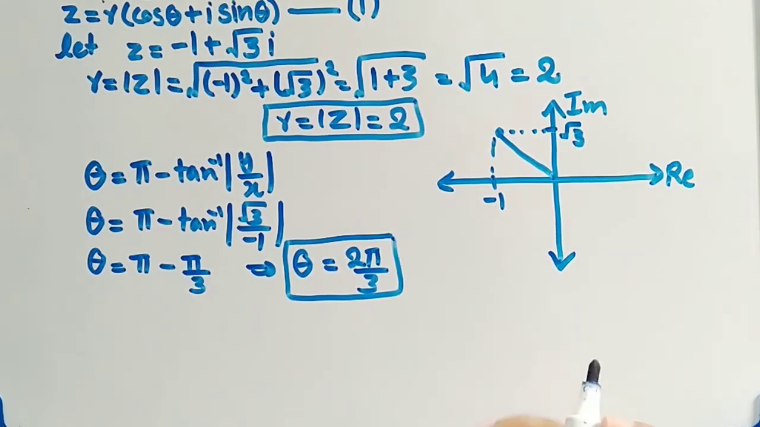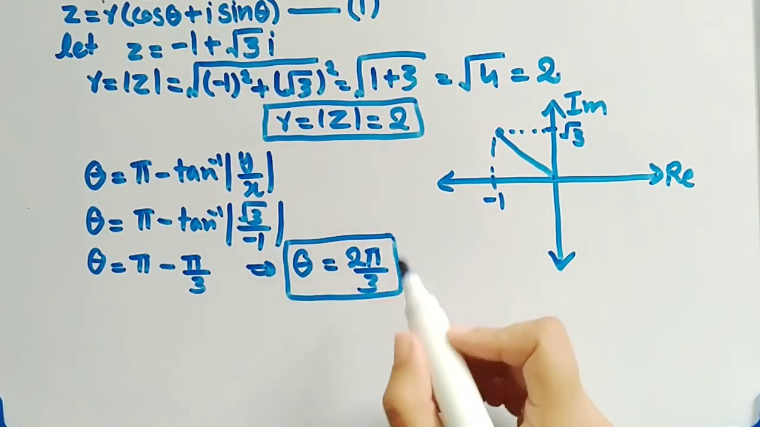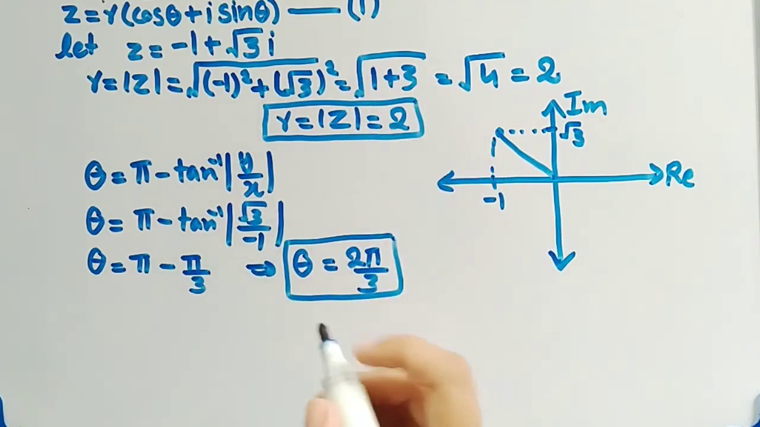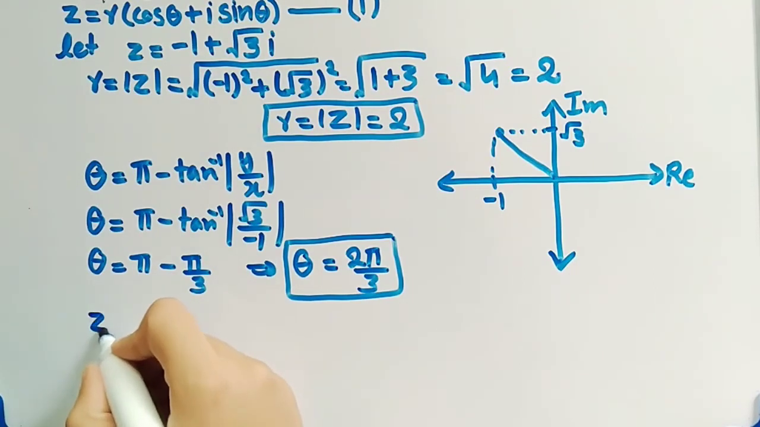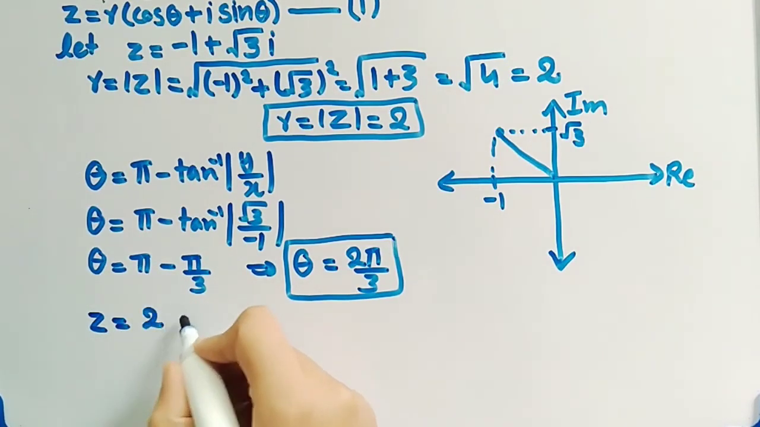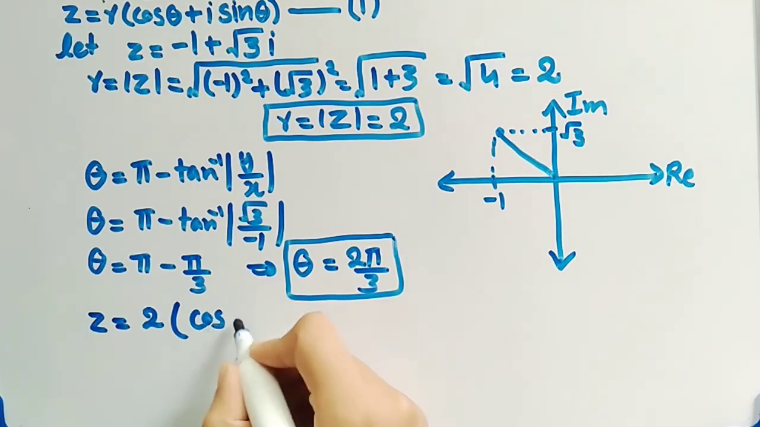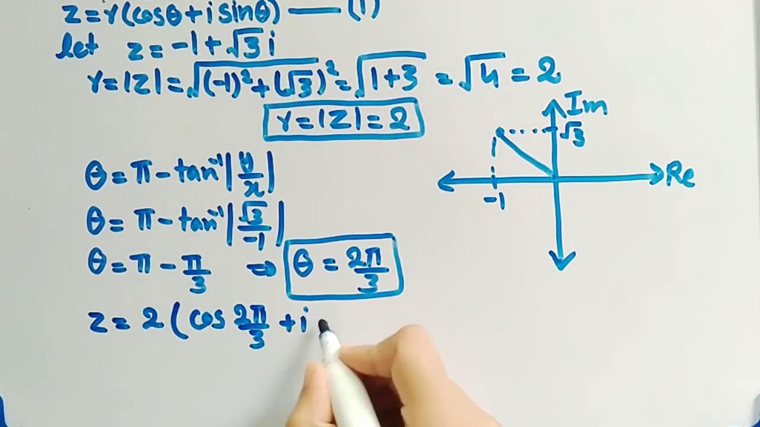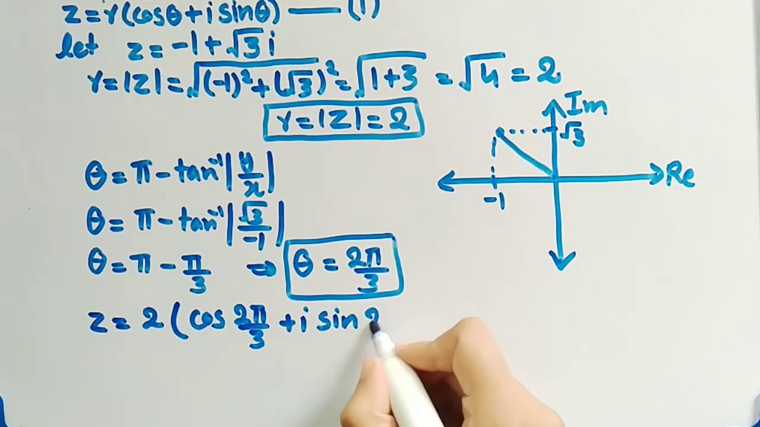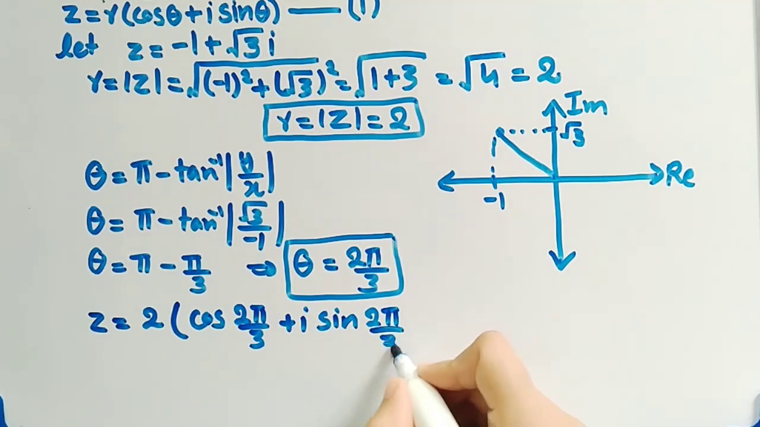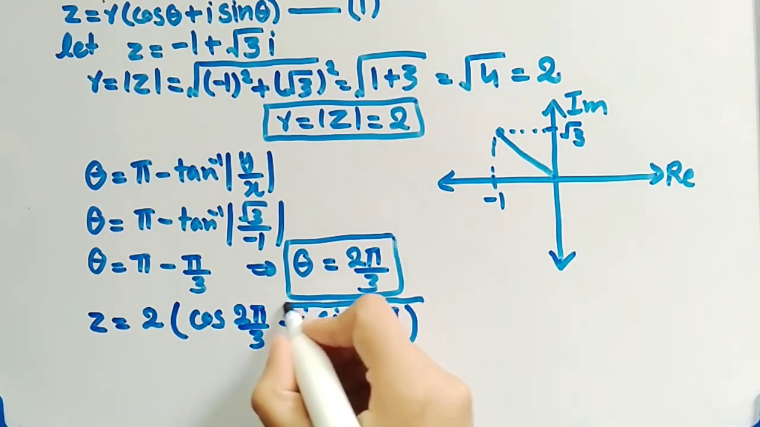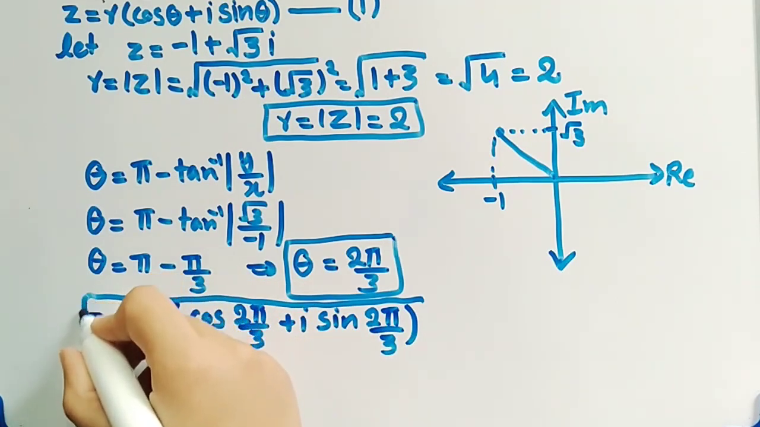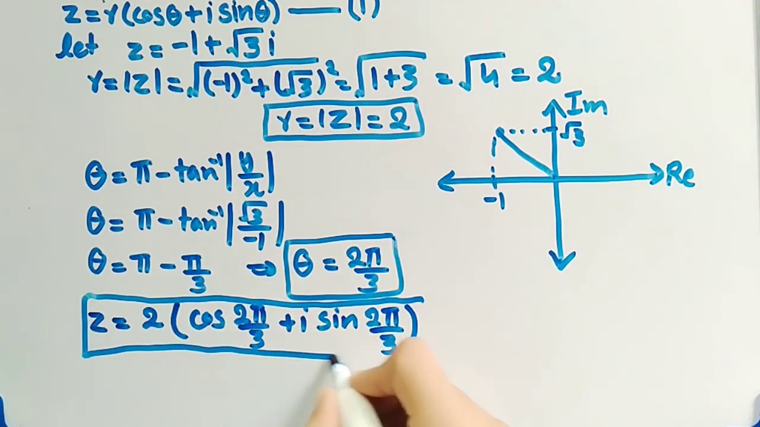Now we will substitute the value of r and theta in equation 1, and we will get z is equal to 2 cos 2 pi by 3 plus iota sine 2 pi by 3. And this is the polar form of the complex number minus 1 plus square root 3 iota.